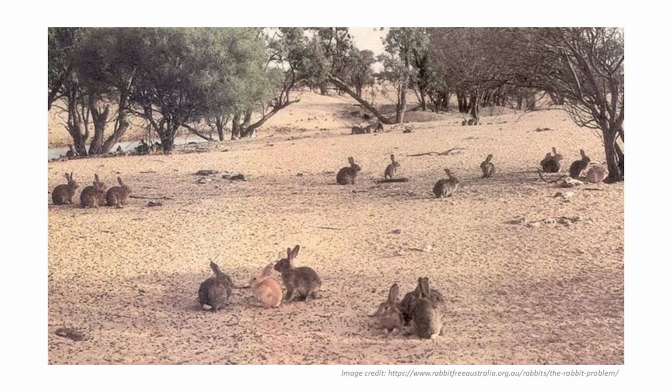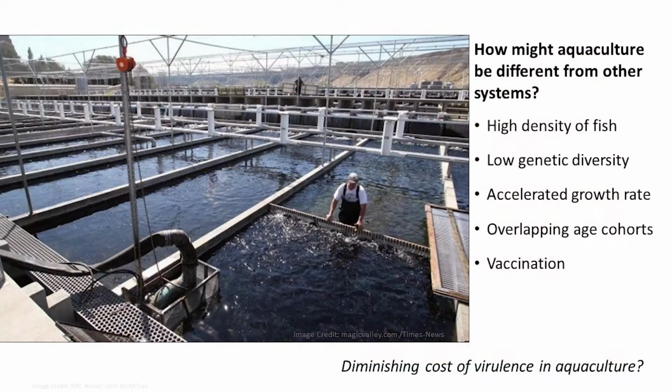We could go on for a long time comparing different viruses, but the point is it's not really reasonable to expect that the same evolutionary pathways are going to emerge in every different system. Specifically for aquaculture, we know that high density of fish, low genetic diversity, growth rates, overlapping age cohorts, and pharmaceutical practices like vaccination can all have really big impacts on our hosts. And so we expect that IHNV might follow a different evolutionary track than we see in the wild. And we want to know what's next.